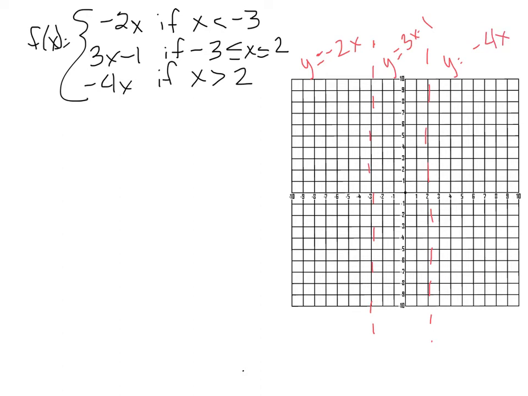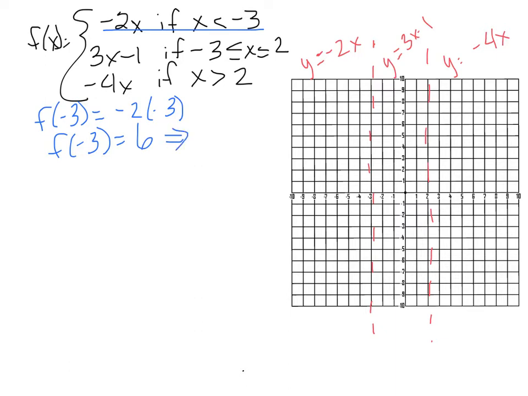Awesome. Okay, let's do this right now. Now remember, we want to look at each piece, and I want to see where these pieces start. So for this first one, I'm going to find out when f of negative 3 is in my graph. So I have f of negative 3 is equal to 6. So I actually have the point negative 3, 6.